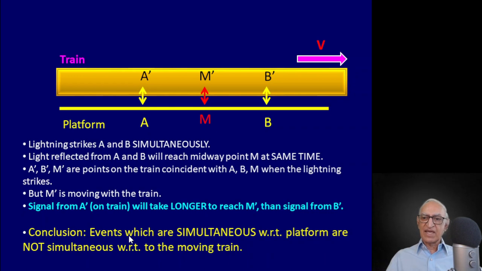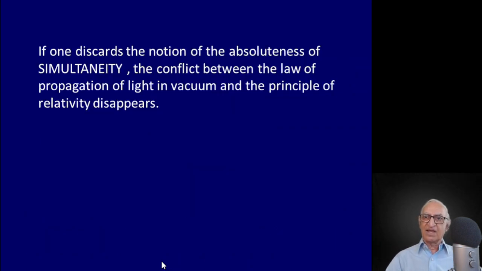Therefore, what is the conclusion? The conclusion is that events which are simultaneous with respect to the platform are not simultaneous with respect to a uniformly moving train. So the moment you say the velocity of light is absolute, it follows in a rigorous fashion that events which are simultaneous in one frame are not necessarily simultaneous to other inertial observers. So if one discards the notion of absoluteness of simultaneity, the conflict between the law of propagation of light in vacuum, namely that the velocity of light is absolute, and the principle of relativity, the contradiction simply disappears.